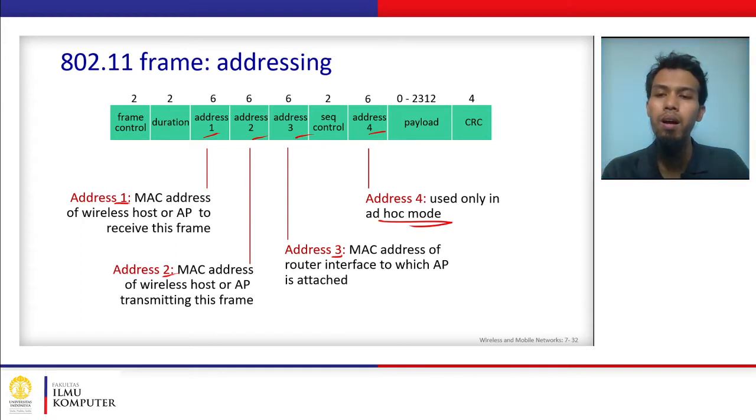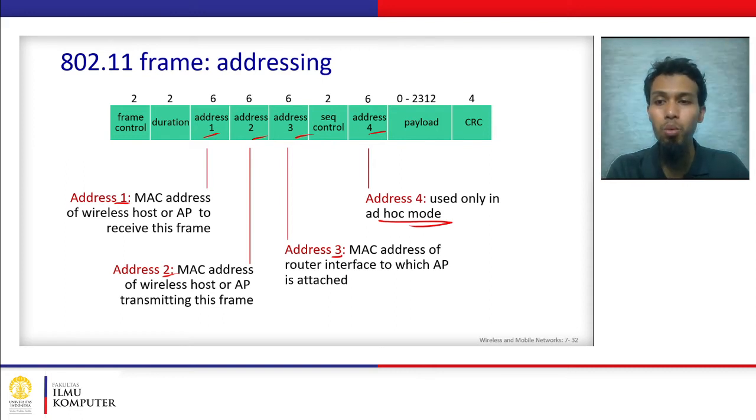If you look at the Wireshark capture, you may have different versions of address 1, 2, 3. There is, for example, the base station address. There are different namings of the addresses in 802.11 frames. But in general, this is the summary of the addresses in 802.11.